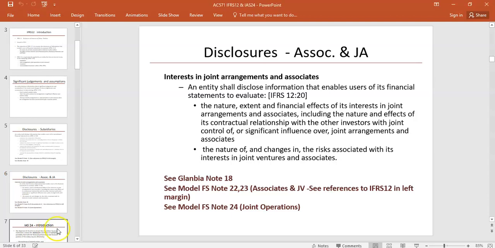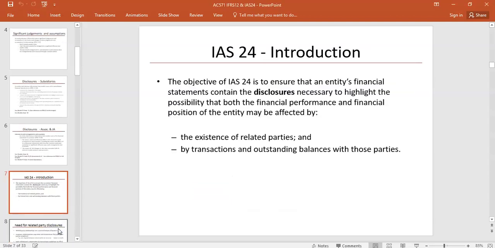The other key standard in this section is IAS 24. Now again, this is a disclosure only standard, but it's quite an important one called related party transactions. I suppose the whole logic here is to make sure we have enough disclosures for the users of financial statements to understand, well, number one, if there are related parties and what transactions take place.